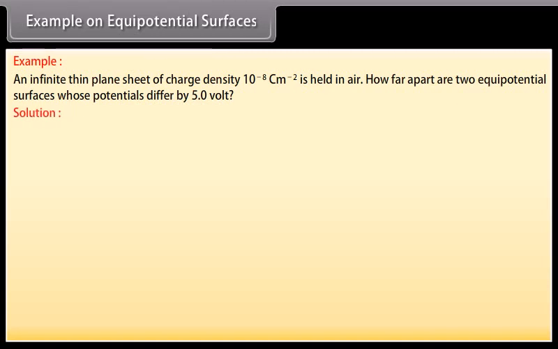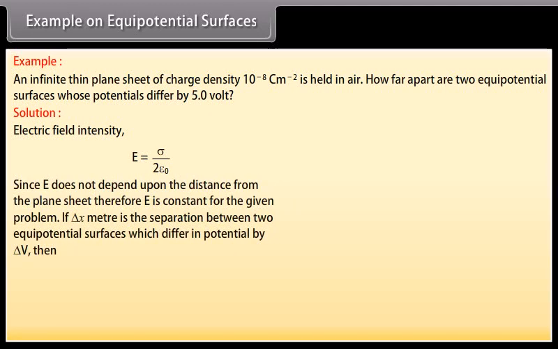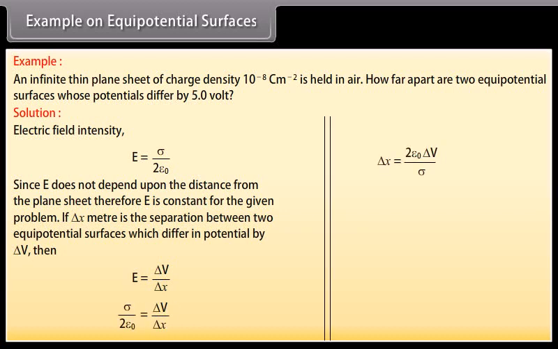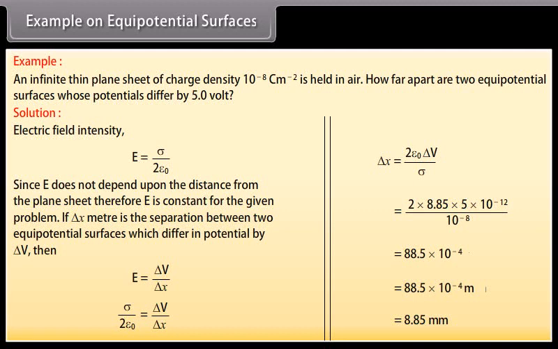Let's see the solution. We know that electric field intensity E is equal to sigma upon 2 epsilon naught. Since E does not depend upon the distance from the plane sheet, E is constant for the given problem. If delta x meter is the separation between two equipotential surfaces which differ in potential by delta V, then E is equal to delta V upon delta x. We evaluate delta x as 2 epsilon naught delta V divided by sigma. By putting the values in the equation and evaluating, we get delta x equal to 8.85 millimeter.